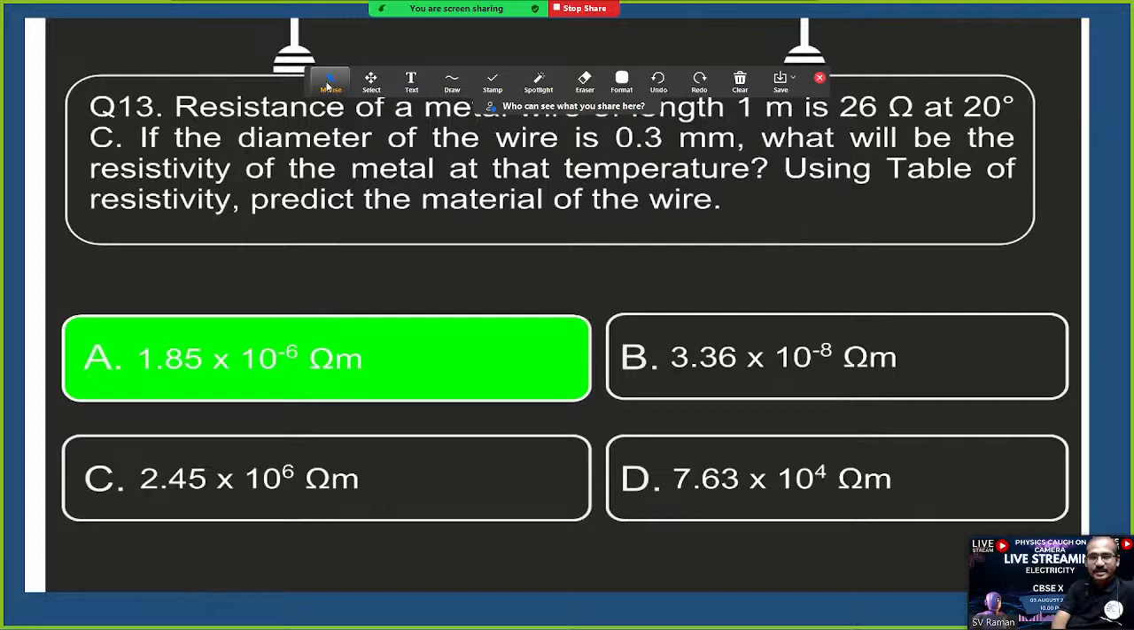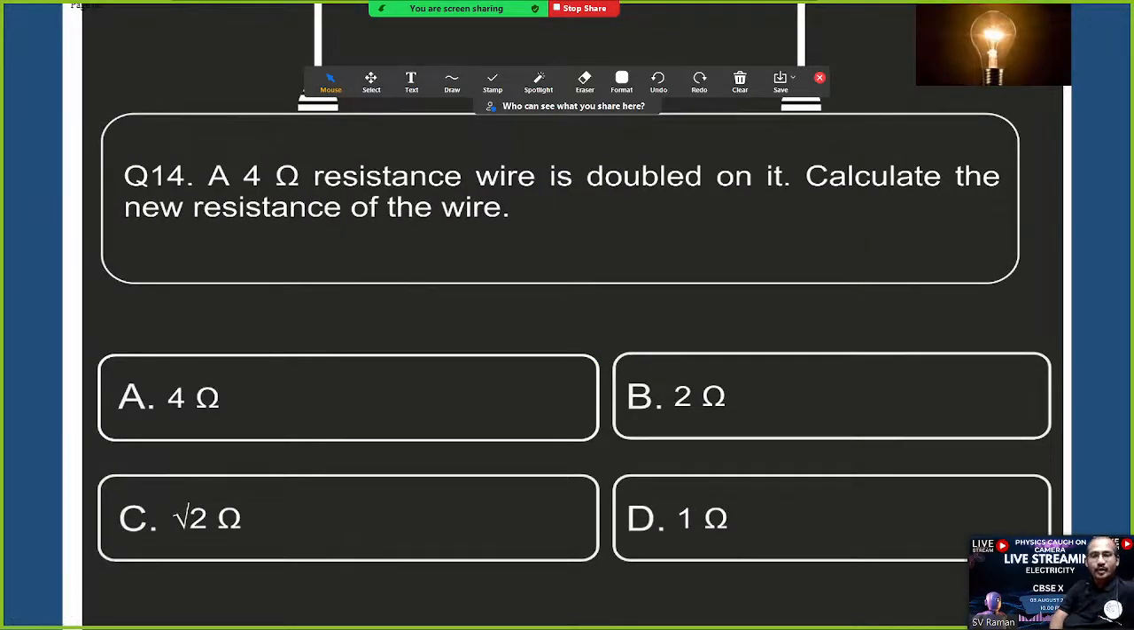Coming to, go ahead, next question. A 4 ohm resistance wire is doubled on itself. Calculate the new resistance of the wire.